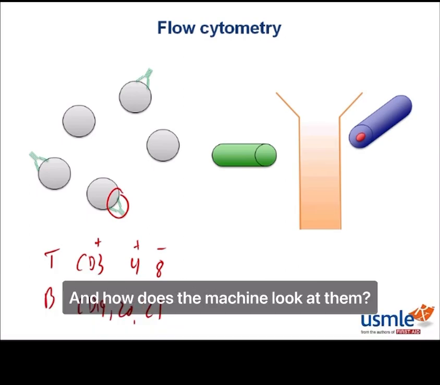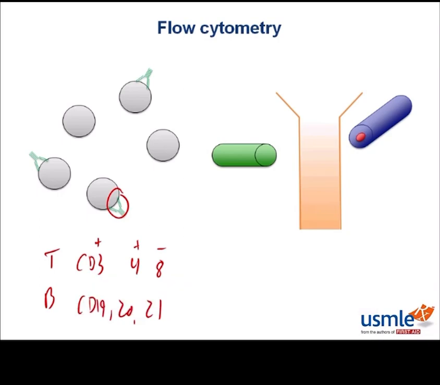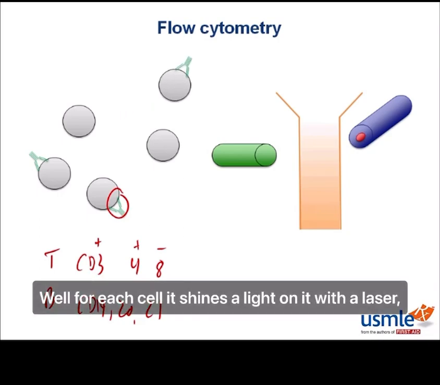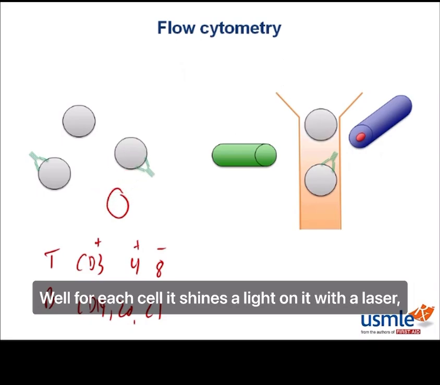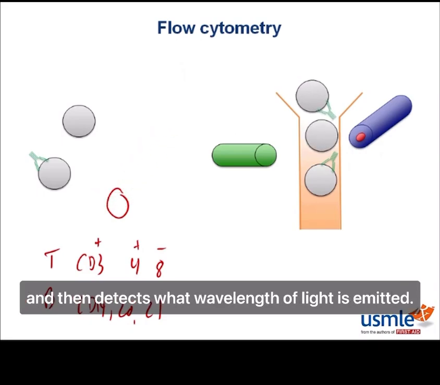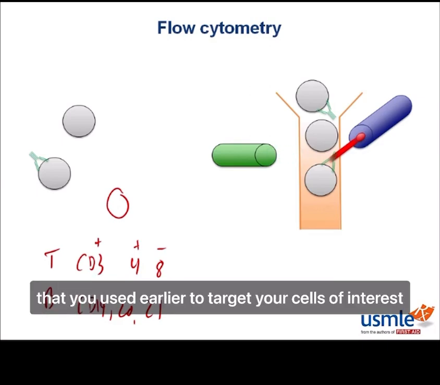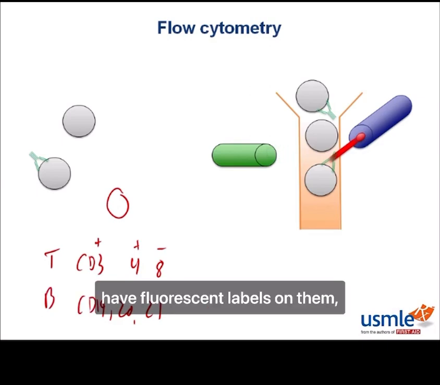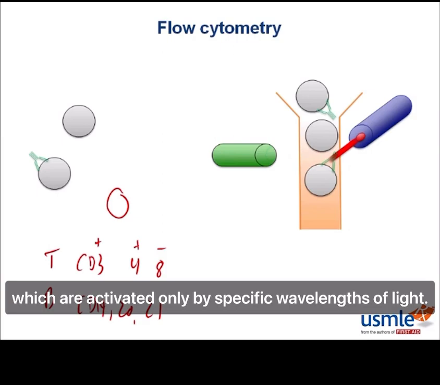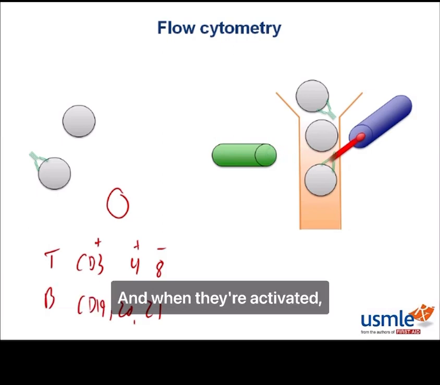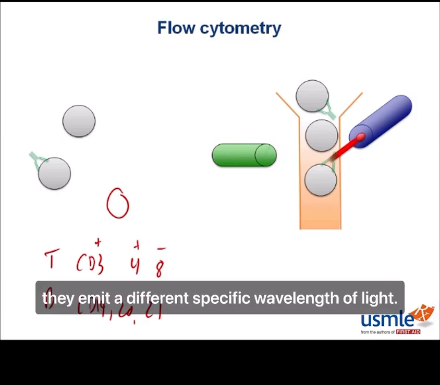And how does the machine look at them? Well, for each cell, it shines a light on it with a laser, and then detects what wavelength of light is emitted. The trick is that the antibodies that you used earlier to target your cells of interest have fluorescent labels on them, which are activated only by specific wavelengths of light, and when they're activated, they emit a different specific wavelength of light.